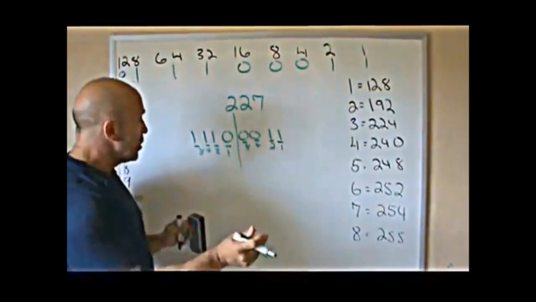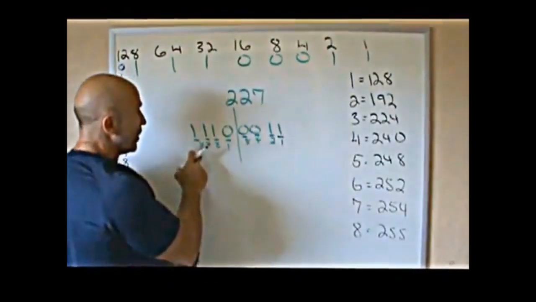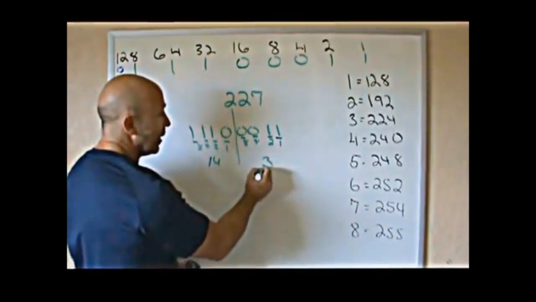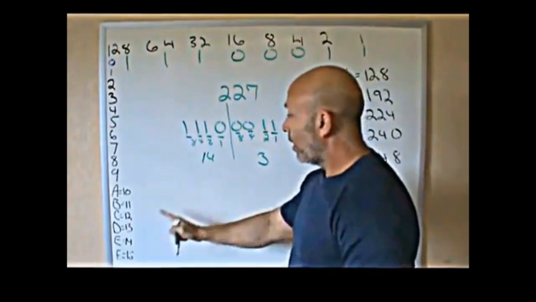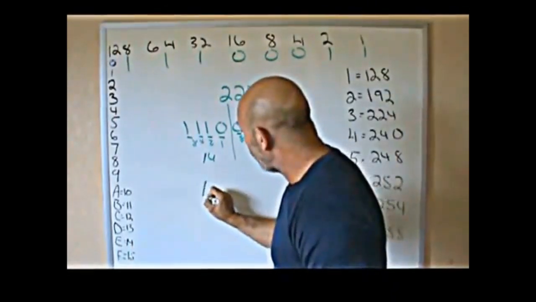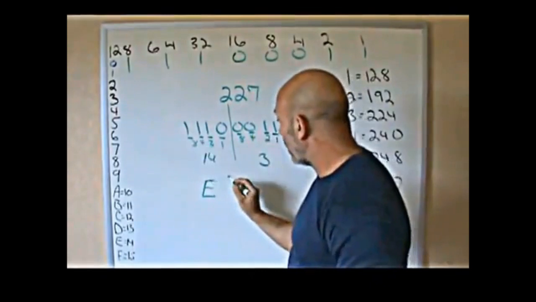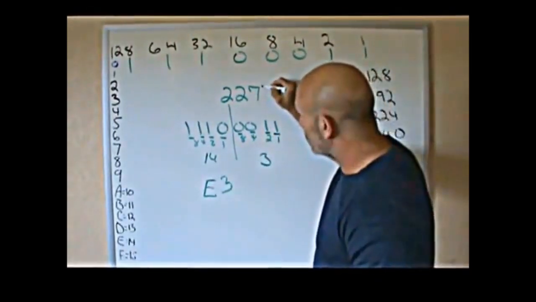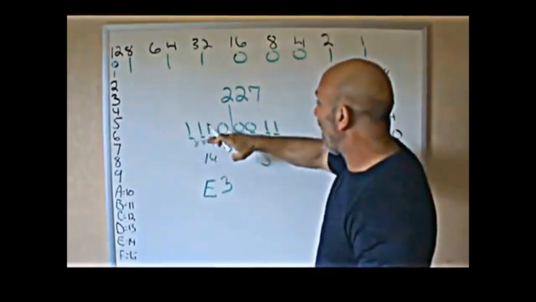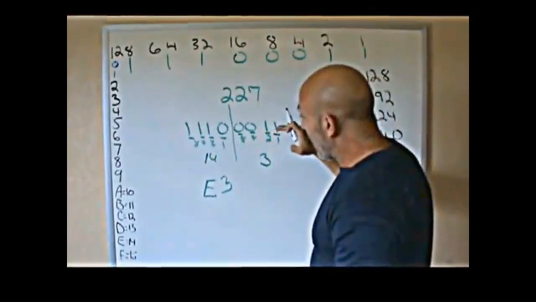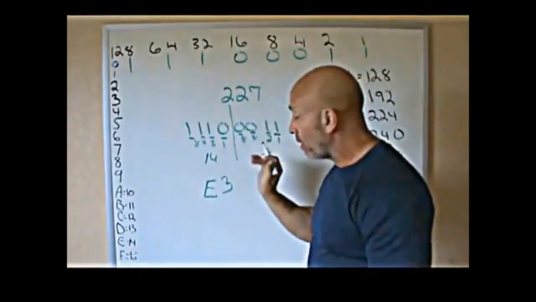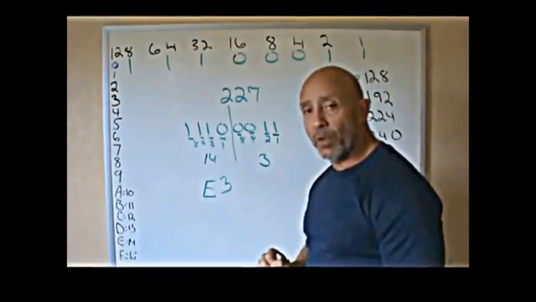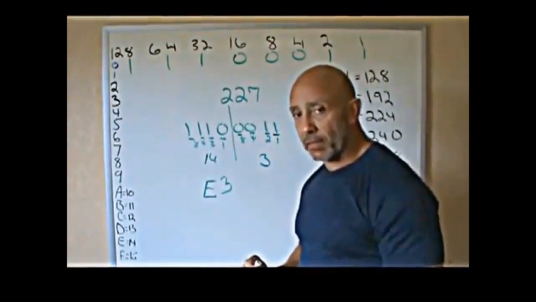So I'll use this one, and you add the ones that are on. So 8 and 2 is 10, and 4 is 14. And 2 and 1 is 3. So what's 14? 14 is E. So E and 3. So what do we have? We went from the decimal 227, converted it into binary, and from binary we separated it into two sets of 4, added the bit values that were on, and came up with E3. That's as hard as it gets.